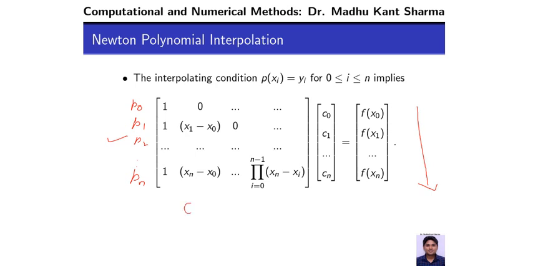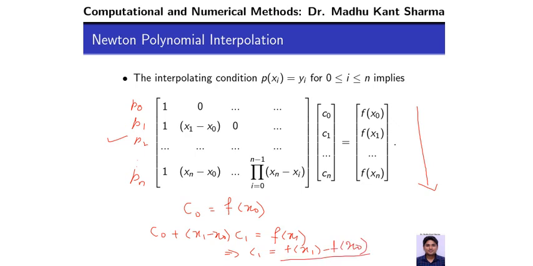C0 is equal to f of x0. The second equation is C0 plus x1 minus x0 times C1 equals f of x1. If you use the value of C0, f of x0, this will give you C1 equal to f of x1 minus f of x0, divided by x1 minus x0.